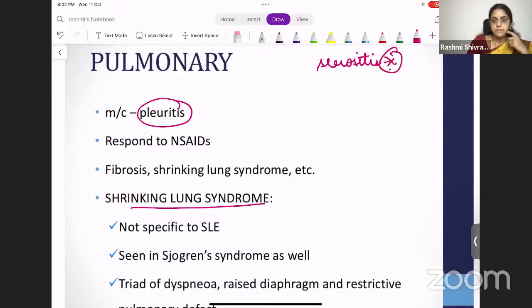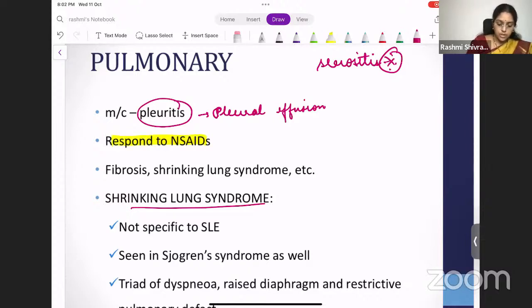You have mucositis, like oral ulcerations, then pleuritis, you have pericarditis, you have myocarditis. Serositis is very, very commonly seen in systemic lupus erythematosus. So the first one, it is not shrinking lung syndrome, which is most common, but it is pleuritis followed by pleural effusion. Okay. And these respond to NSAIDs.